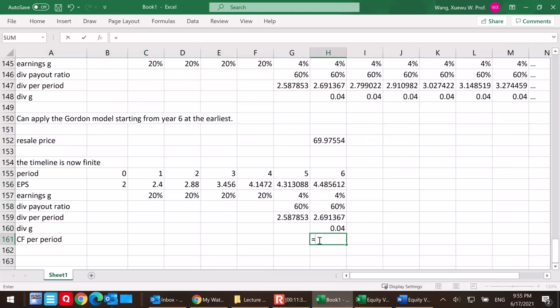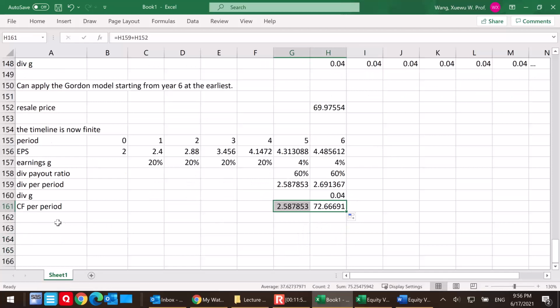In year 6, the investor is going to collect the last period of dividend, and then the investor is going to sell the stock for $69.97. So the total is going to be 72.67. And then, prior to that, there's one more dividend for the investor to pick up. That's $2.58 in year 5.